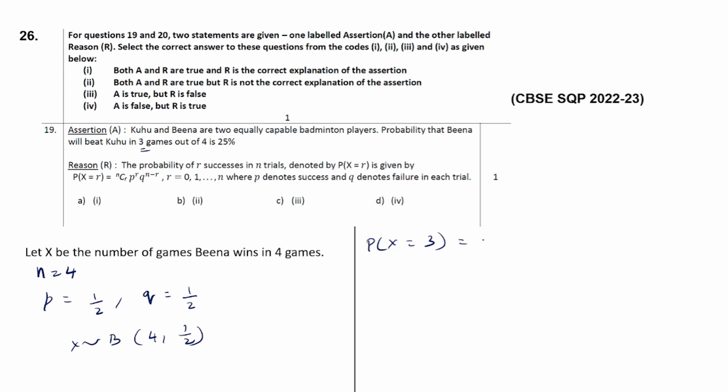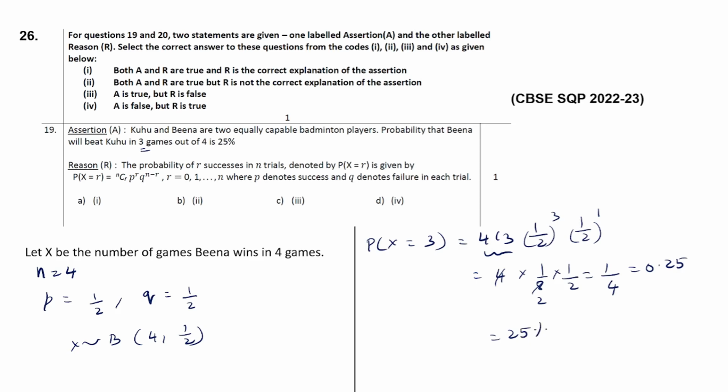Probability of X is equal to 3. Here we have to put n as 4, r as 3, and p, q as half. So it is 4C3 half raised to 3 into half raised to n minus r, 4 minus 3. So it is half raised to 1. Now 4C3 is 4, into 1 by 8 into 1 by 2. So this is 1 by 4, or it is 0.25, which is 25%. So here we can see that the assertion is also true. That is, the probability that Beena will beat Kuhu in 3 games out of 4 is 25%. So here the assertion is true, the reason is also true, and the reason is the correct explanation of the assertion. So the correct code is code 1, which corresponds to option A. So the correct option is option A.